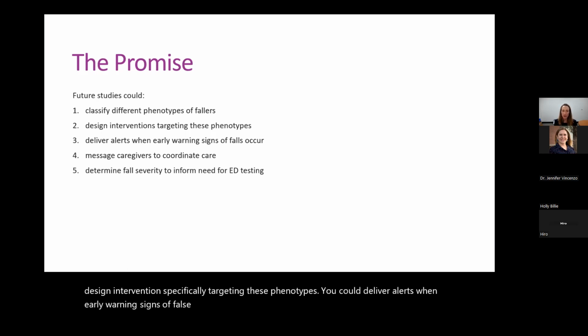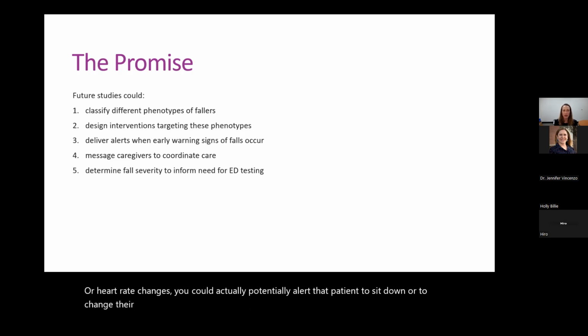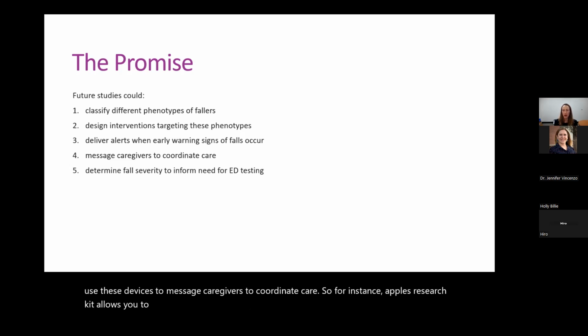So even before a fall occurs, if you're picking up frailty or heart rate changes, you could potentially alert that patient to sit down or to change their activities based on your knowledge that a fall is about to occur. You could also use these devices to message caregivers to coordinate care. For instance, Apple's ResearchKit allows you to send fall occurrences to a caregiver or to anyone you select.